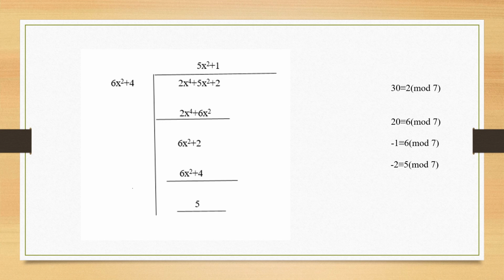You will be getting 30x power 4 plus 20x square. Again, this 30 and 20 are not allowed. So 30 should be replaced by 2x power 4, and 20 again is a number which does not belong to the modulo set 7. So now we divide it by 7, and the remainder is 6. So replace it by 6x square. Change the sign and cancel out this 2x power 4. And with the negative sign over here, I'm getting minus x square as the remainder.